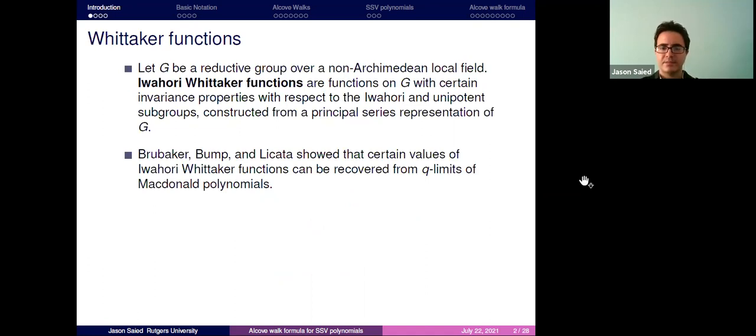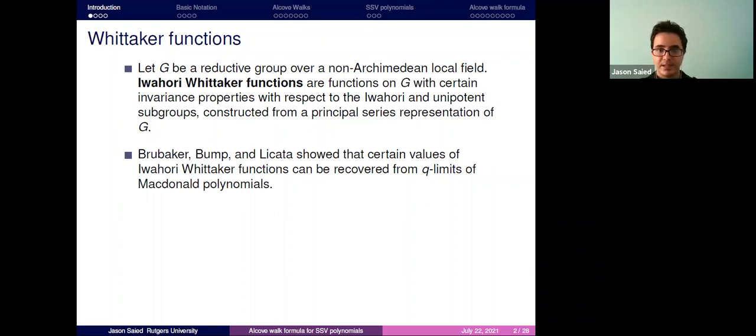So first, let's set some of the background. Really, SSV polynomials are a generalization of Whittaker functions. Let me remind you what these are, although I know we've heard about them already at this conference. Let's say we have some reductive group G over a non-Archimedean local field. If you like, as always, you can think of GLN over the p-adics. Then the Iwahori Whittaker functions are certain functions on this group with invariance properties with respect to the Iwahori and the unipotent subgroups. You can construct them in a nice way from a principal series representation of G.